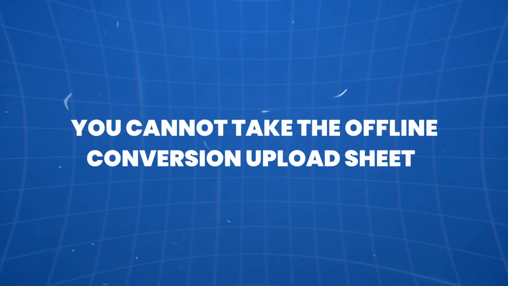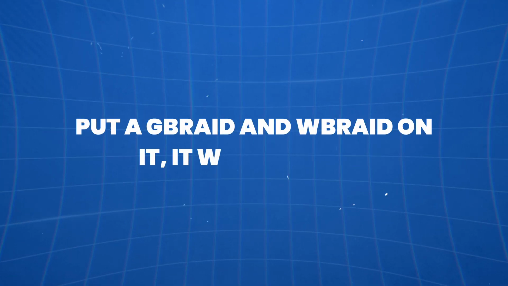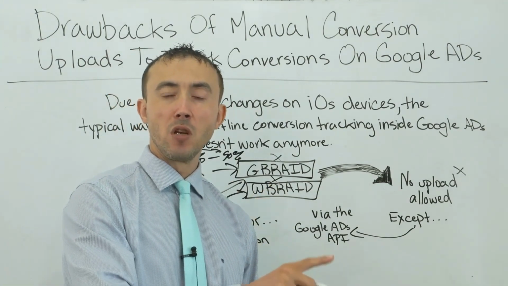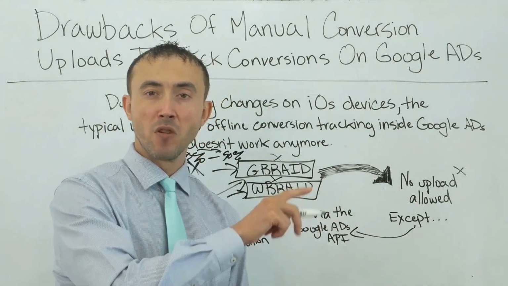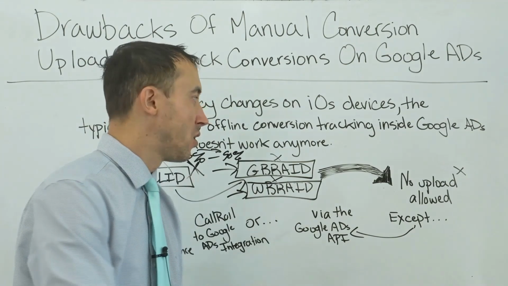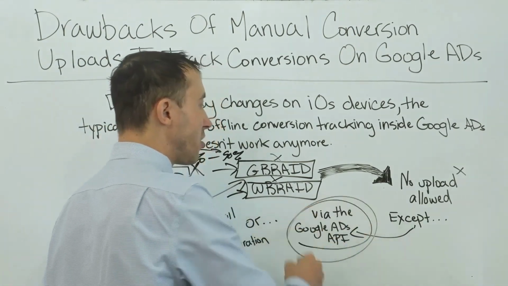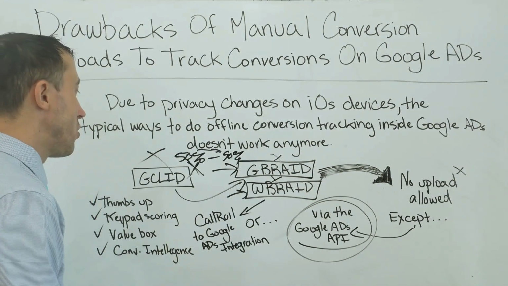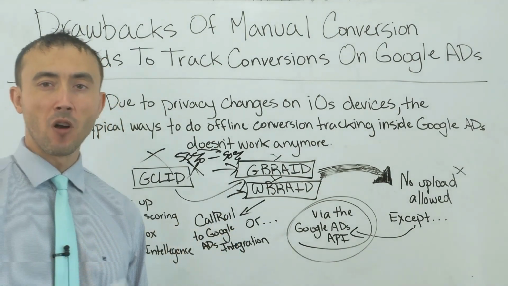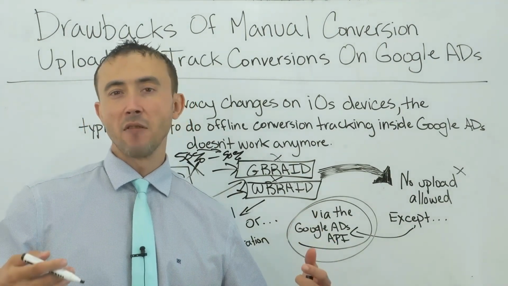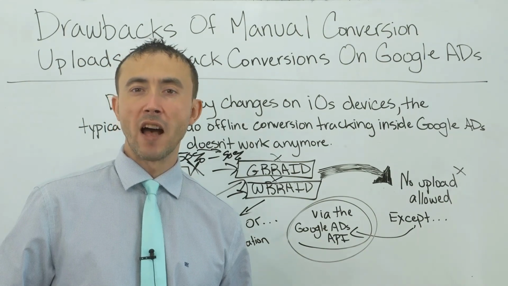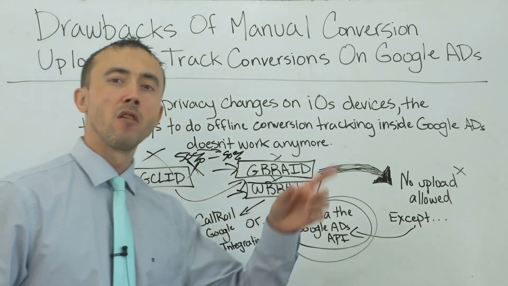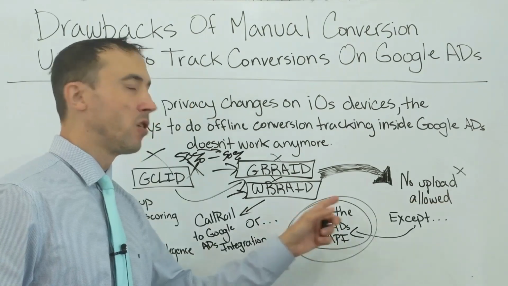You cannot take the offline conversion upload sheet, put a GBRAID or WBRAID on it, it won't work. However, Google will accept GBRAID or WBRAID in replacement of Gclid if you're going to use the Google Ads API to upload that conversion, okay? And with that, you can use a simple CallRail account instead of having to have some scripting to deal with the Google Ads API to send your offline conversion data through that. CallRail uses the conversion Google Ads API.